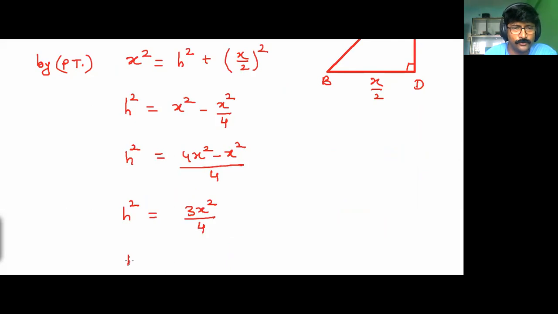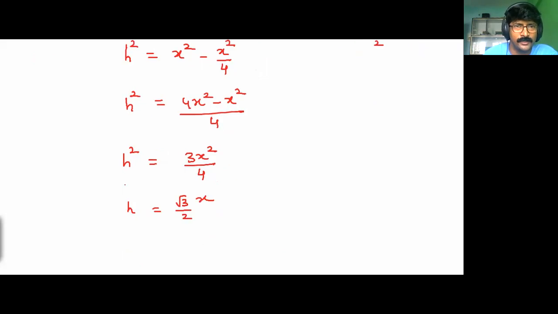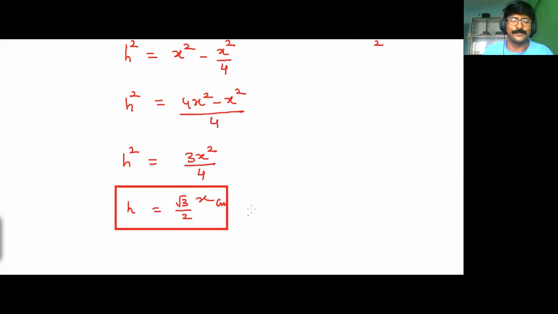And now if we take the root on both sides, it will become root 3, the square root of x square will become x, and the square root of 4 will become 2. So the height of the equilateral triangle is root 3 upon 2 times x. You understood, guys? Centimeter. That's it. So simple, isn't it? I hope you understood this.